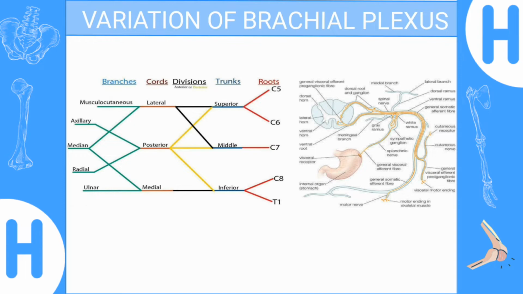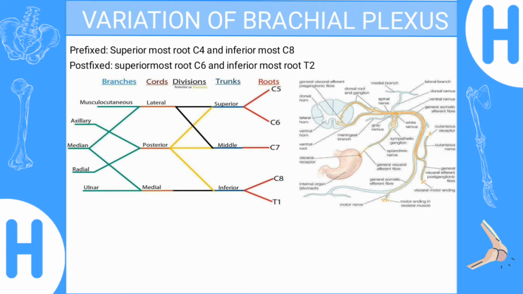Now we will discuss the variations of brachial plexus. The first is prefixed and postfixed. The brachial plexus can be prefixed, which means it can originate from C4, the superior most part originating from C4, and it ends at the inferior most root, C8. The prefixed brachial plexus has a root value of C4 to C8, and it is an important MCQ point.